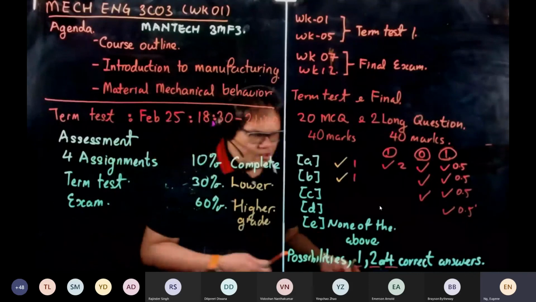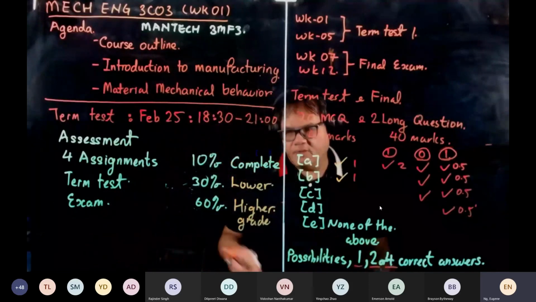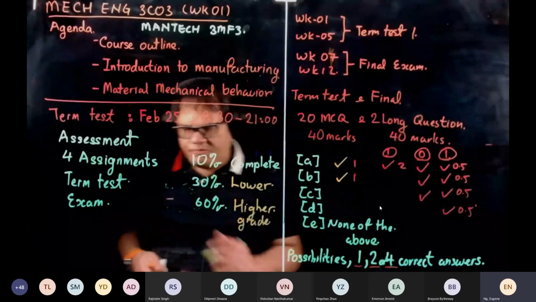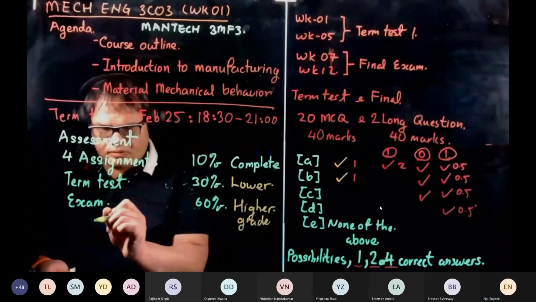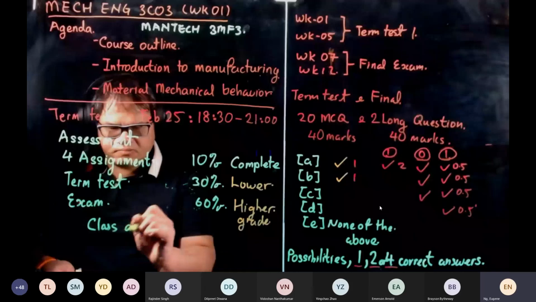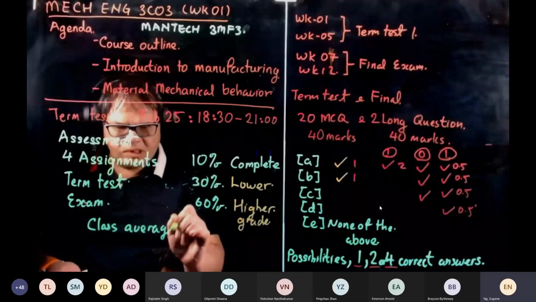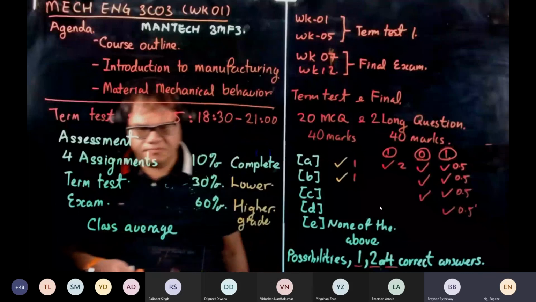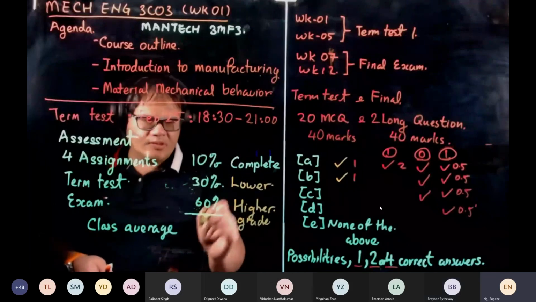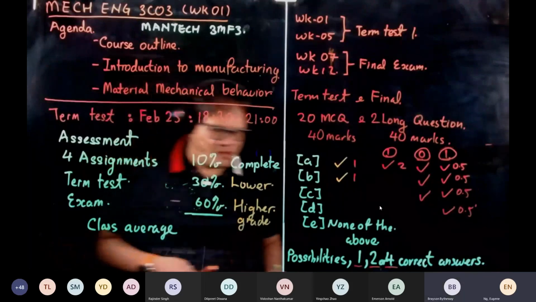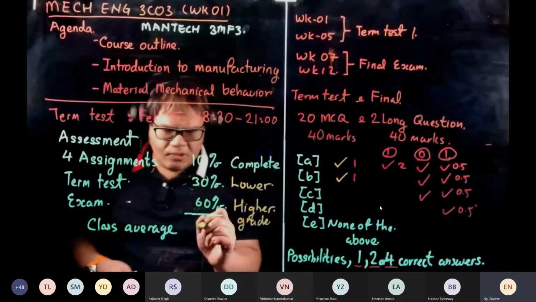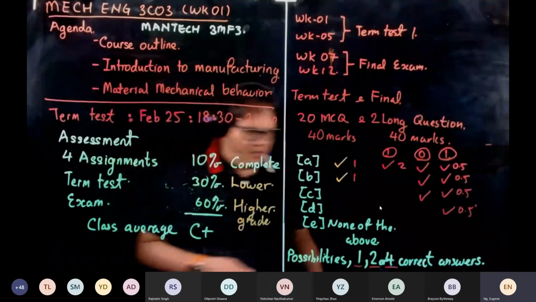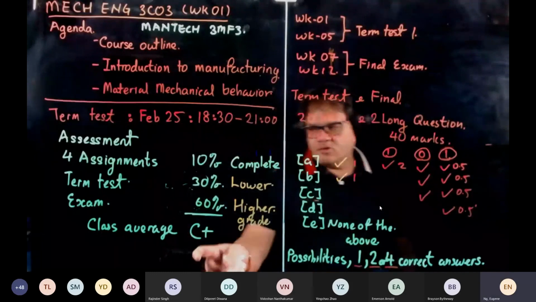I taught this course in the fall term. This is the exact weightage. And the class average, anyone want to guess? For last term, anyone? 77. With this, the class average was what? Anyone want to guess? 85. It was still a C plus class average. Okay, so the class average was still a C.